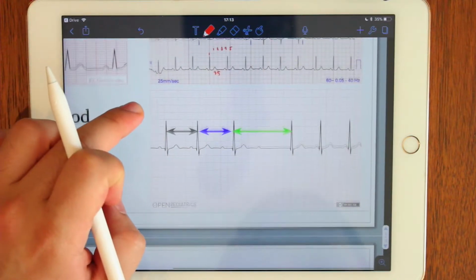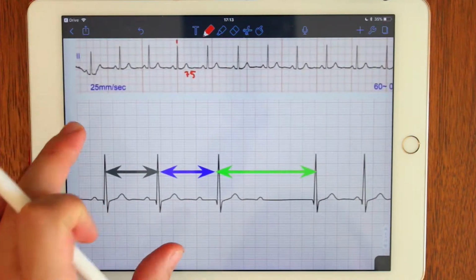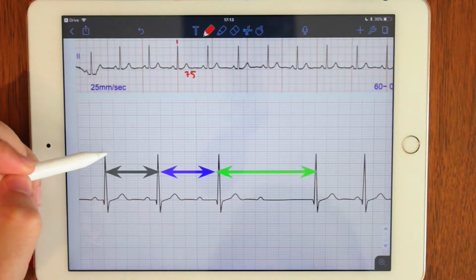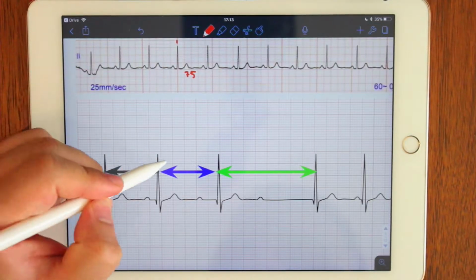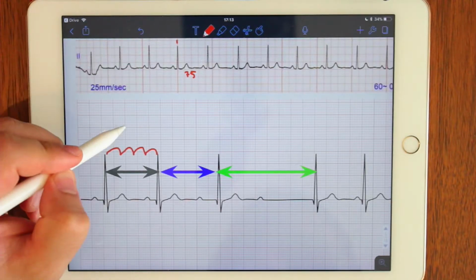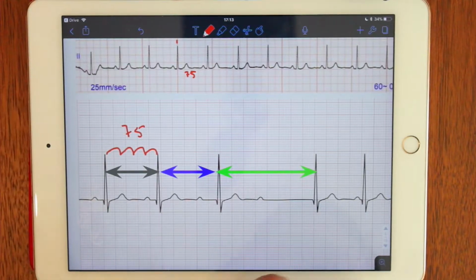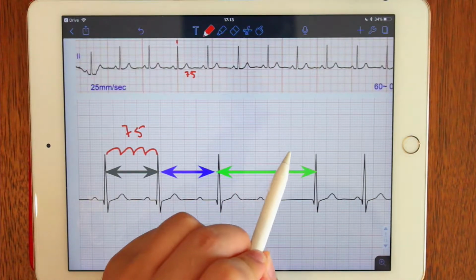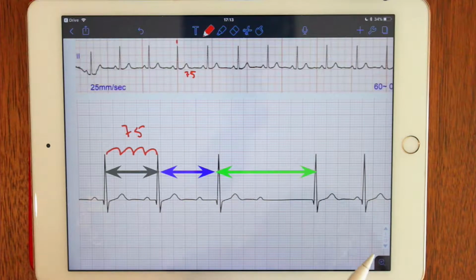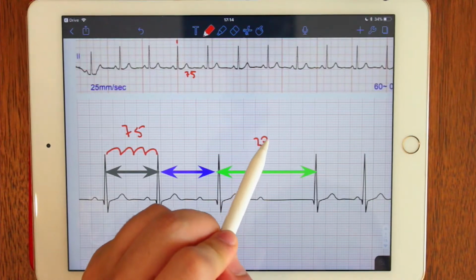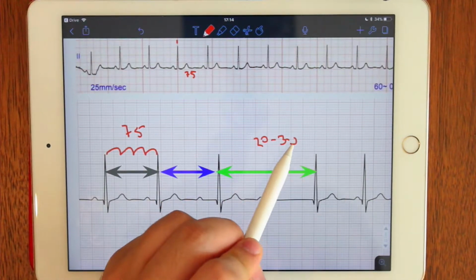Now this method breaks down when you have an irregular rhythm, because it depends on the space between each R wave. In this case, if we use the 300 method, these 2 R waves would give us 300 divided by 1, 2, 3, 4. So we'd think 75. If we did the same thing here, 1, 2, 3, 4, 5, 6, 7, 8. So we'd get something closer to a heart rate of 20 or 30 beats per minute. So clearly this method doesn't work.